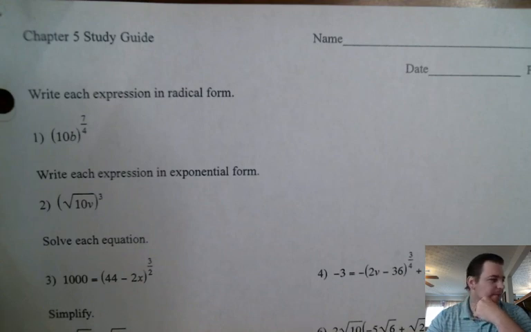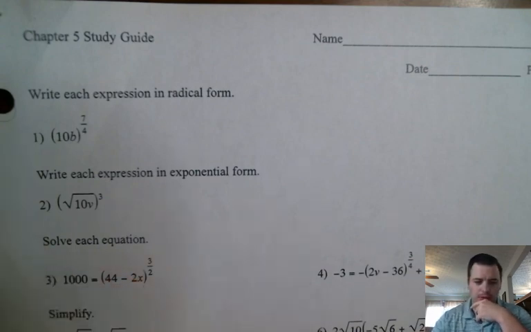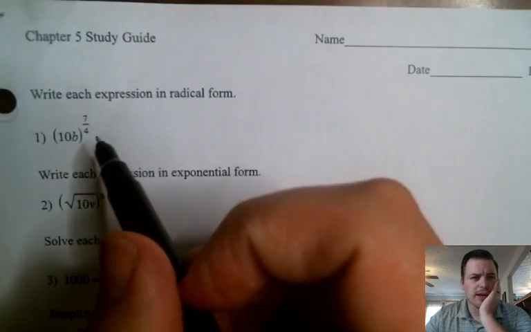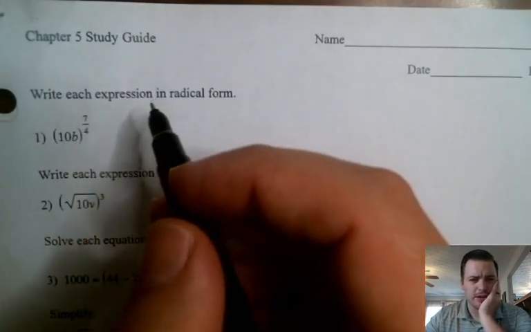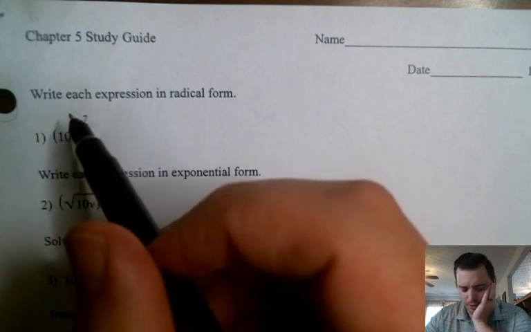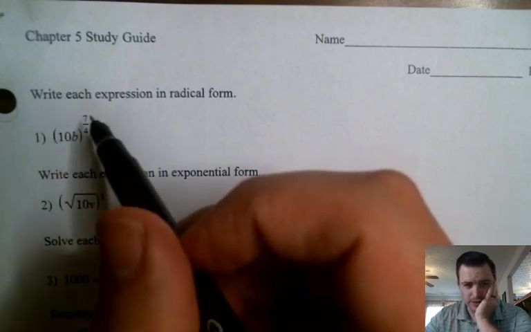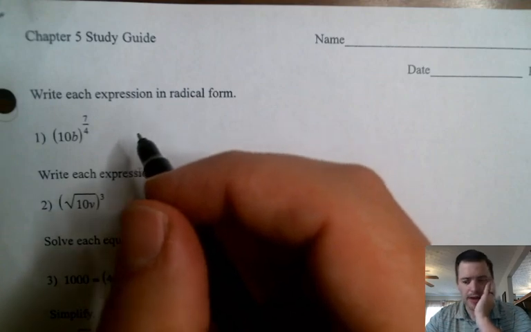You may need a piece of paper as well, just because I didn't give you too much space. So you may need a piece of paper to work some of these through here. All right, so let's jump in with number 1. It says write each expression in radical form. So this is what we started with in 5.1. We started with this right here, and it says write it in radical form.